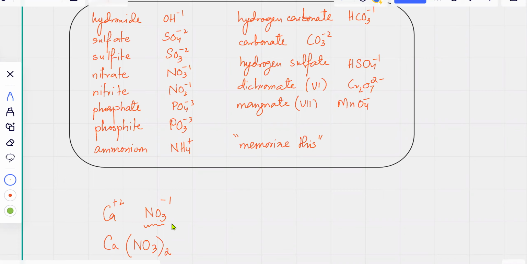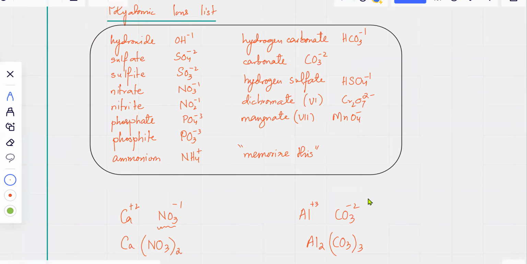If I do another one, let's say aluminium carbonate. Aluminium is in group 3, so that's +3. Carbonate, look at the list above, is -2. So what will the formula be? If you do crisscross, Al becomes 2: Al2(CO3)3. CO3 should be 3, so you put a bracket around it and then write 3. So one of them is calcium nitrate, the other is aluminium carbonate, and this is how you make the formula.